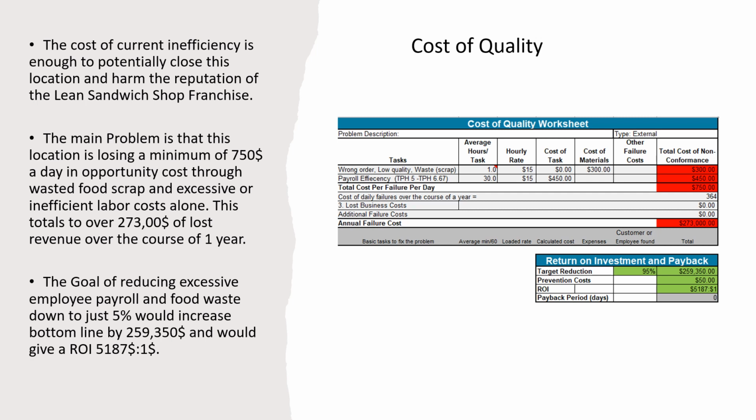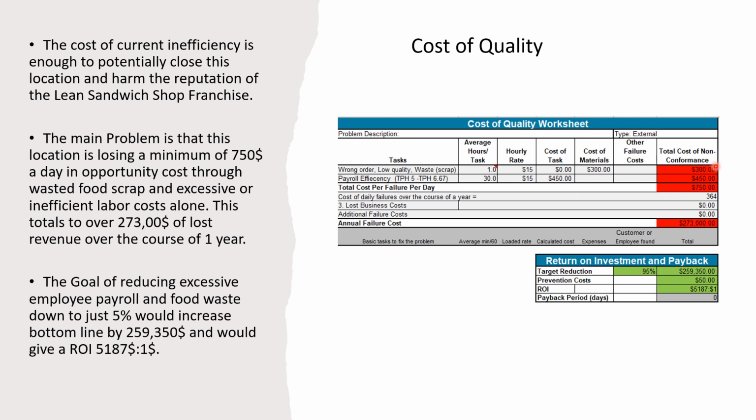And for math's sake, I calculated that it would cost $5 in materials at 60 sandwiches a day. So if we look here, we can see an average, it would take an hour a day is wasted at $15 an hour. Cost of task, I didn't put anything there, but the cost of materials, again, I did half the cost of a sandwich. If they're $10, $5 in materials, so that's causing $300 here.